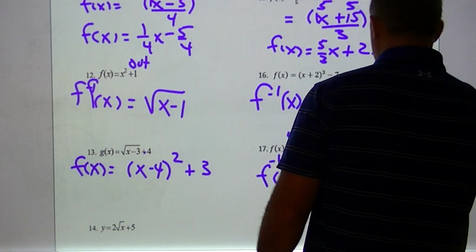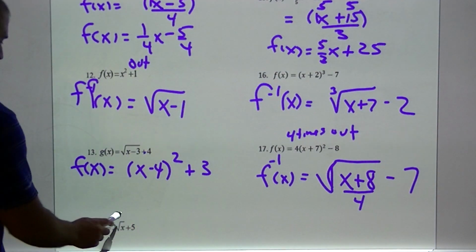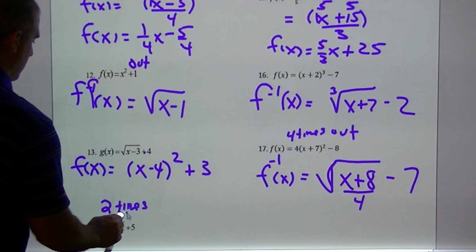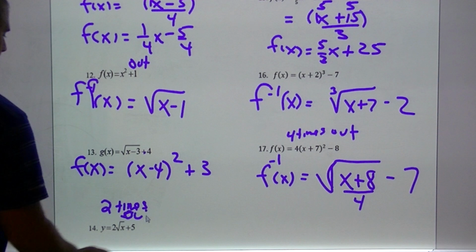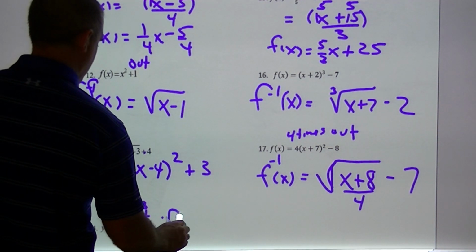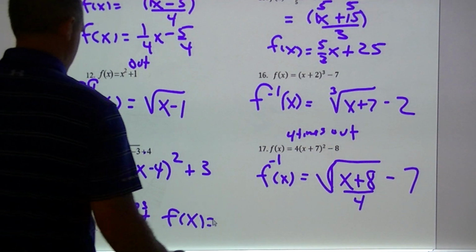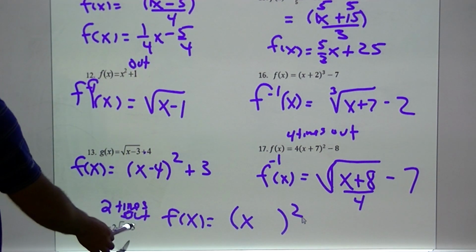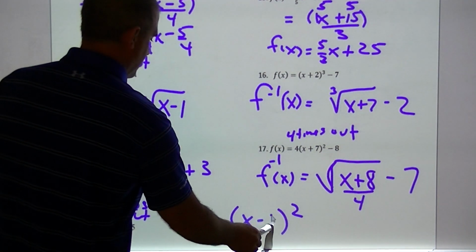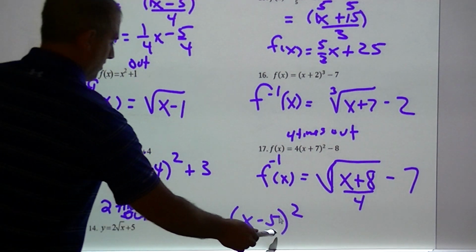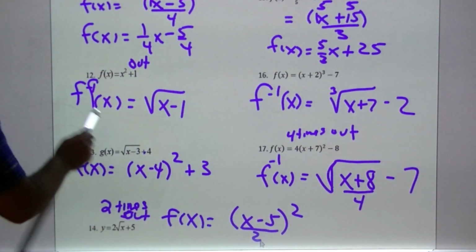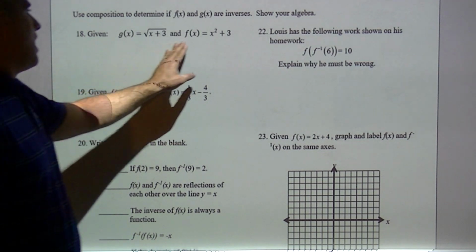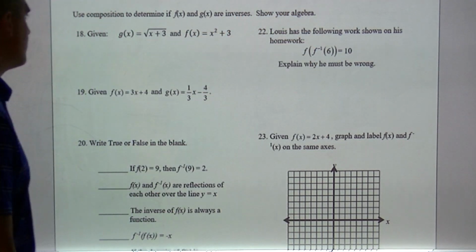In this last example here, this is 2 times the outside. So what I would have here, okay, that's plus 5 outside. This would become minus 5 inside. This is 2 times the out divided by 2. Okay, 18, use composition to show that they're inverses of each other.